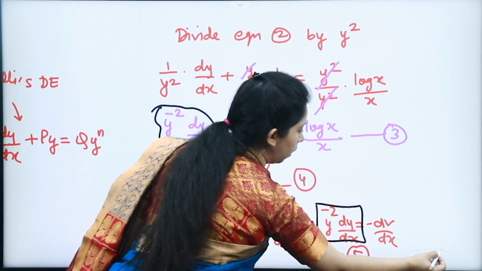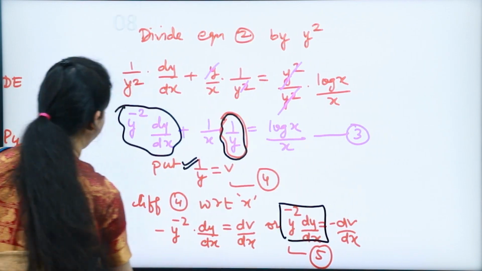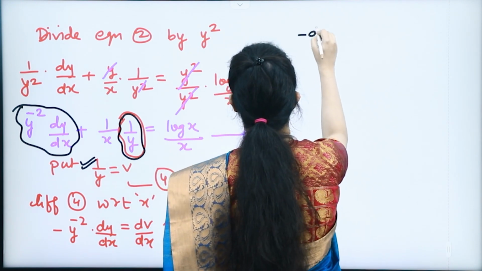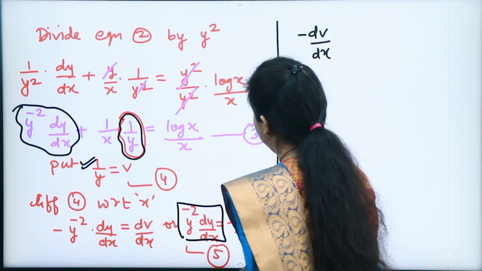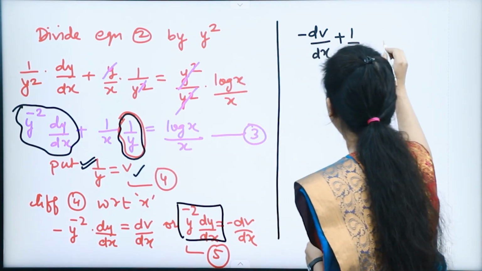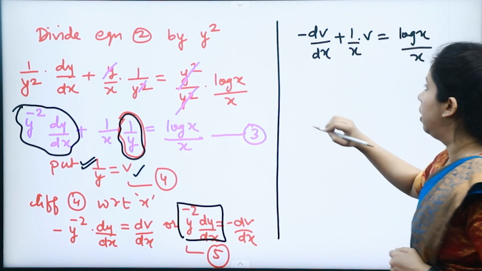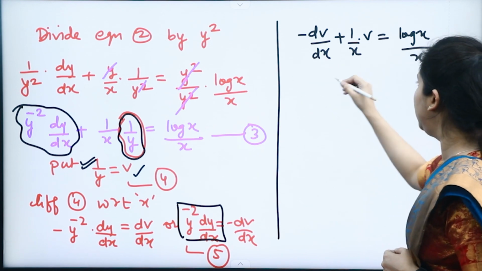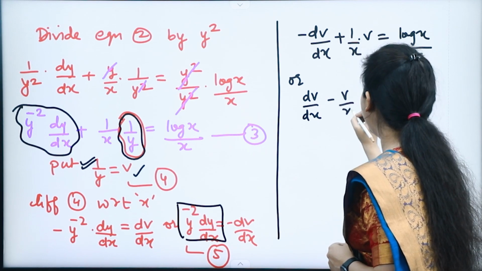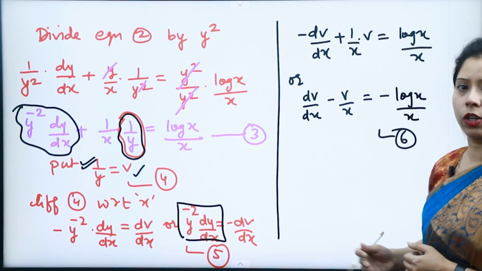So here we will substitute the value of these equations 4 and 5 in equation number 3. So what we will get? We will get minus of dv by dx plus 1 upon x remains as it is, 1 upon y can be replaced with v, is equal to log x by x. Now here we are having a negative sign, so we can multiply the whole equation by negative sign, we will get dv by dx minus v by x is equal to minus log x upon x. So now this is equation number 6.